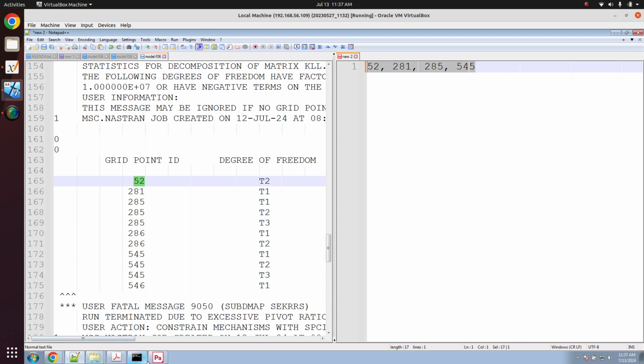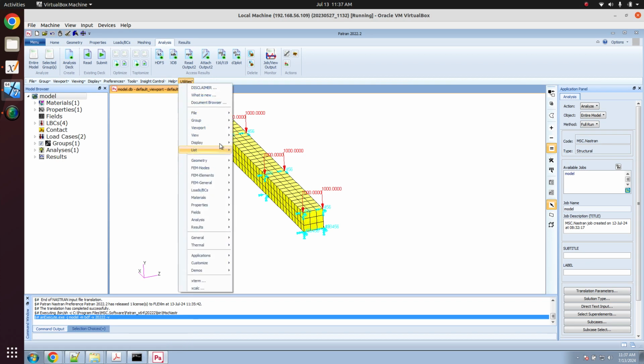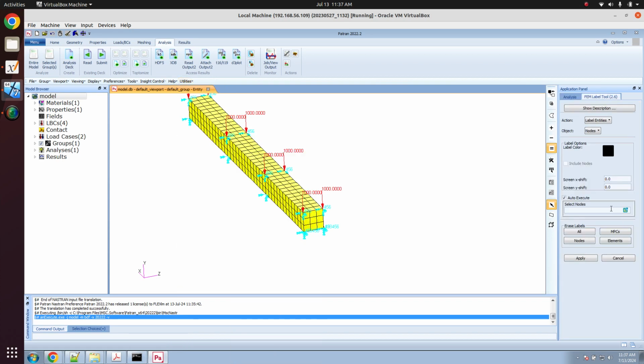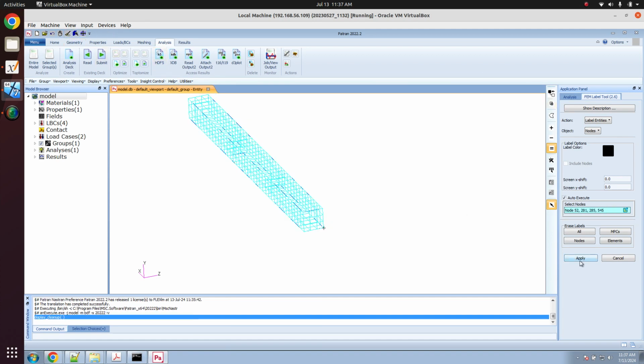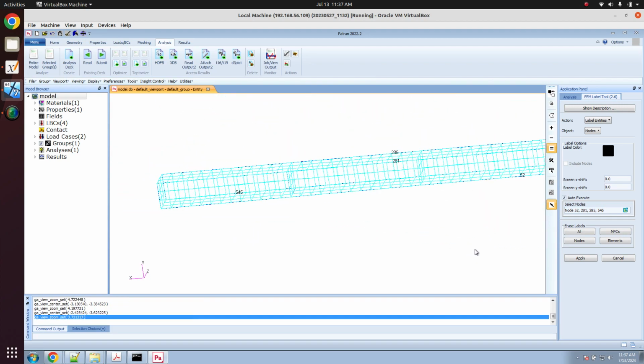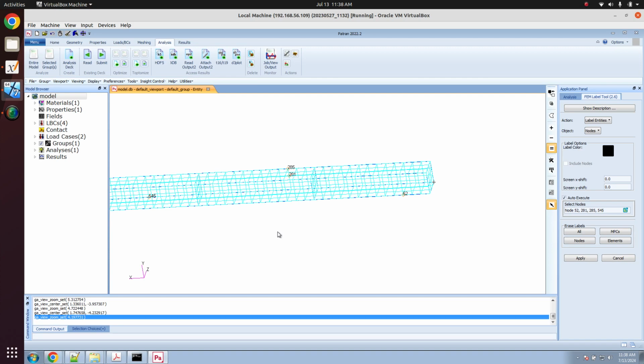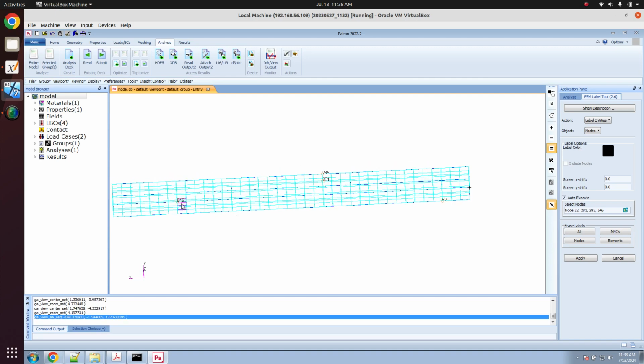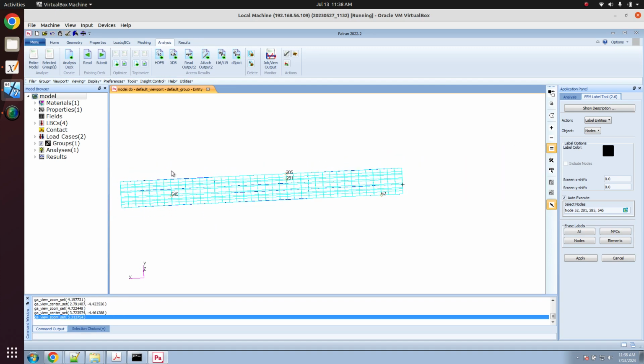So if we go back here, let's go ahead and find out where these nodes are. So I'm going to go to the Utilities, Display Fem Label tool, and we'll go ahead and type in node. Go ahead and clean this up a little, click Apply. So these are the nodes that are giving us problems, but it's not the nodes themselves that are giving us problems. It's the surrounding mesh that's giving us problems. So why would this region, and this region give us a problem?